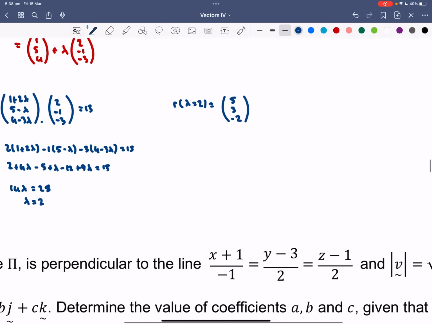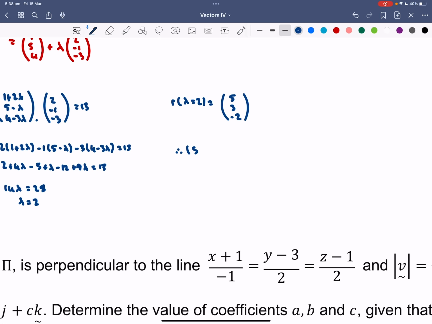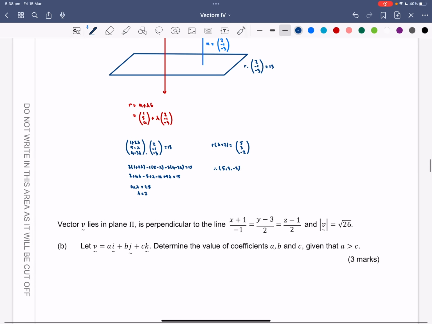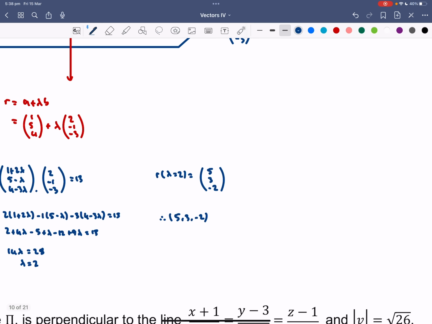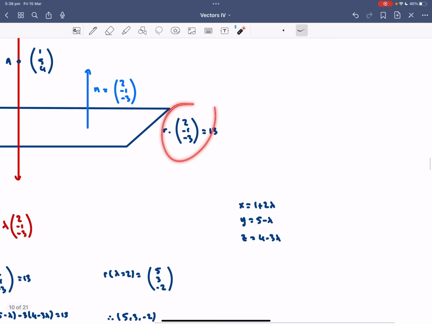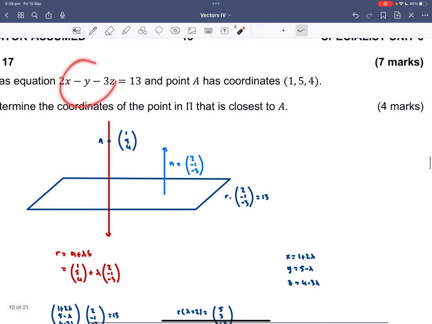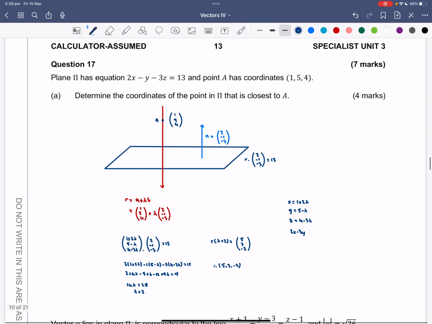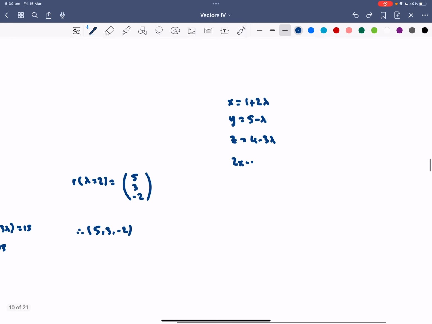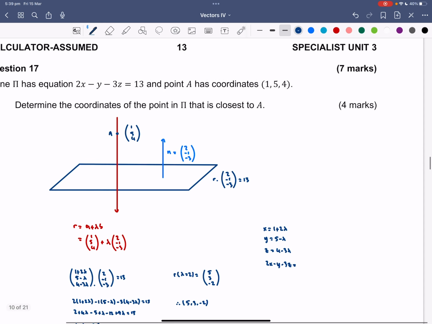Now, I did say that this is not the smartest way of doing it. What would be the smartest way? Save yourself some time. This is the equation of the line, in vector equation form. Get it in Cartesian form. So in Cartesian form, x is 1 plus 2 lambda, y is 5 take lambda, and z is 4 take 3 lambda. And then get the plane in Cartesian form. In fact, it was in Cartesian form: 2x take y take 3z equals 13.